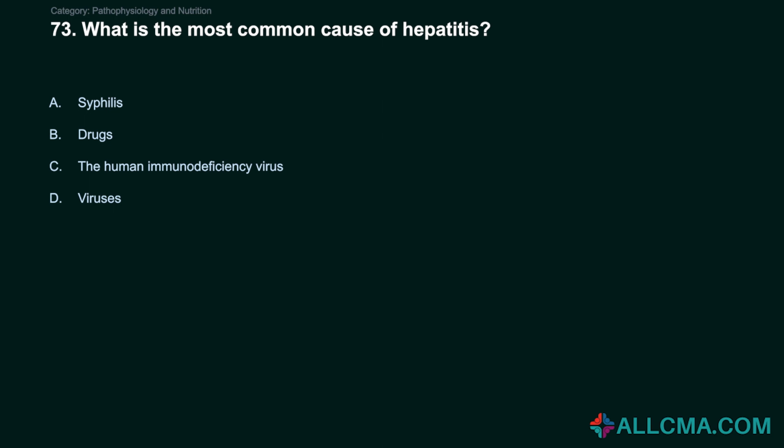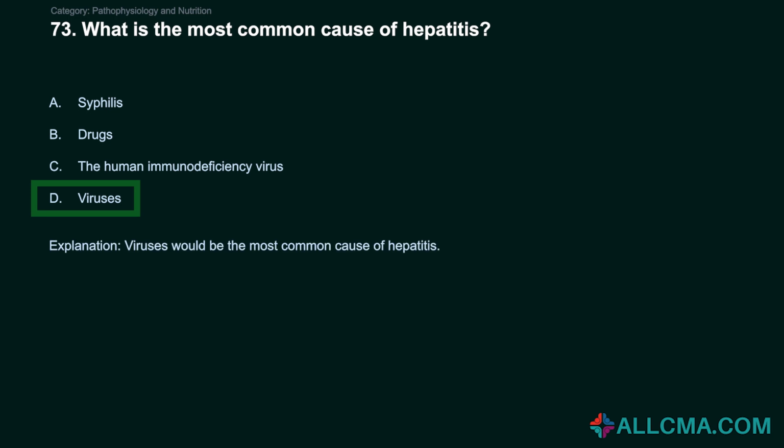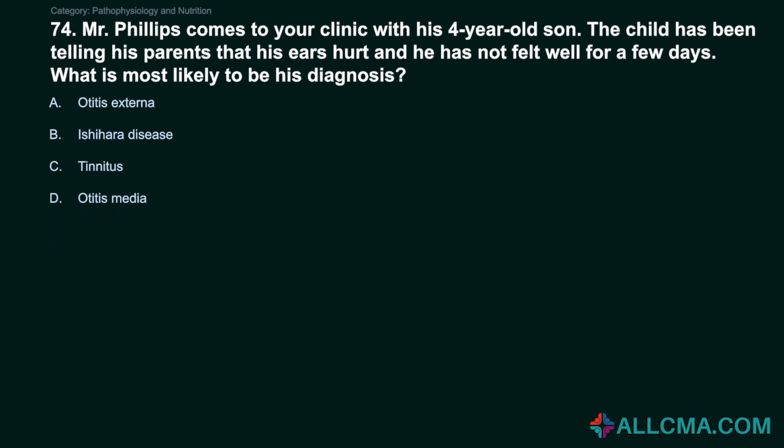73. What is the most common cause of hepatitis? A. Syphilis. B. Drugs. C. The human immunodeficiency virus. D. Viruses. Correct answer, D. Viruses. Viruses would be the most common cause of hepatitis.